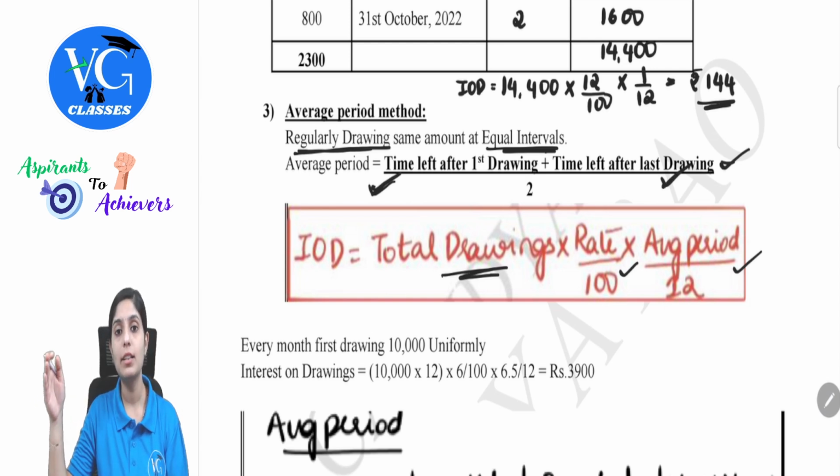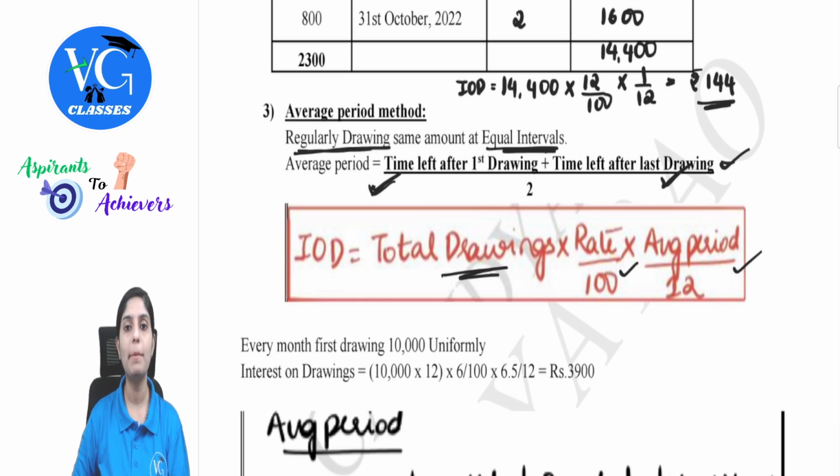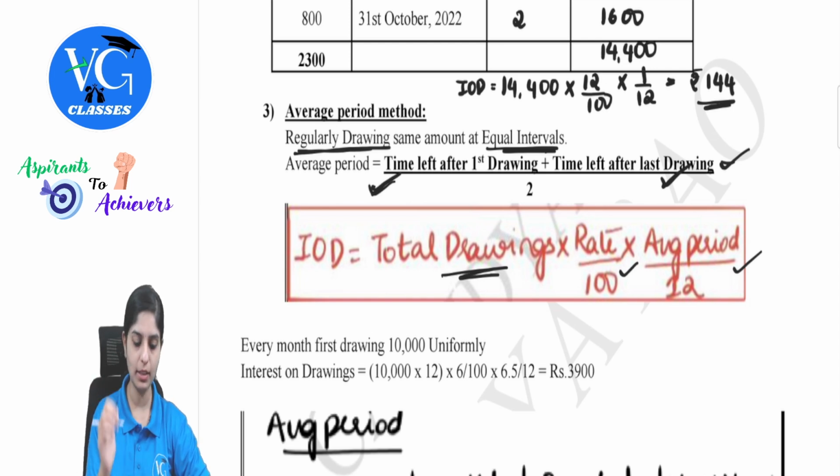Time left after last drawing. So the last drawing would have happened in the month of March, that is 1st of March. So what is left after the last drawing is I still have the whole of March, so 1 month. 12 plus 1 divided by 2, so this is my average period. If I do 12 plus 1 divided by 2, I get how much?